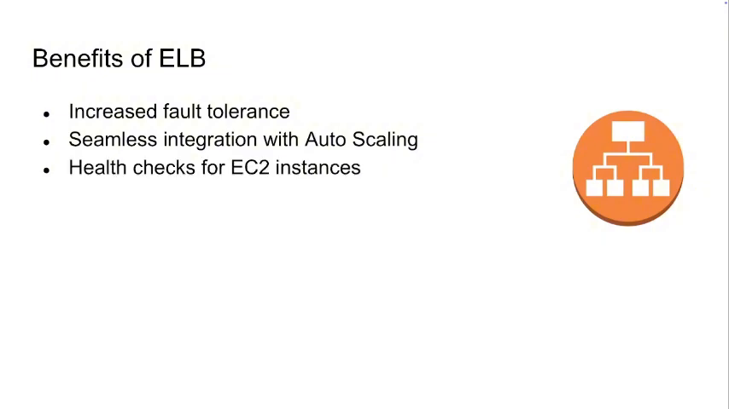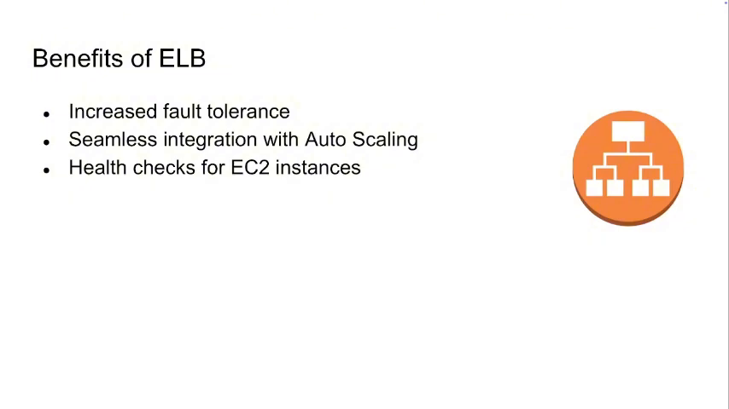Benefits of ELB: first, increased fault tolerance, meaning it helps to manage issues with service availability. If one of the instances is down, the ELB automatically directs traffic to the healthy instances. Second, seamless integration with auto scaling; we'll be seeing how this works, as elastic load balancer works seamlessly with auto scaling group. Third, health checks, where elastic load balancer checks the health of instances, and if any instance is not running properly or is shut down or terminated, it automatically redirects the traffic to another instance.